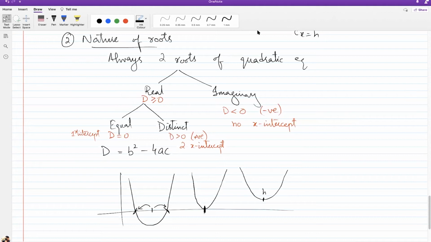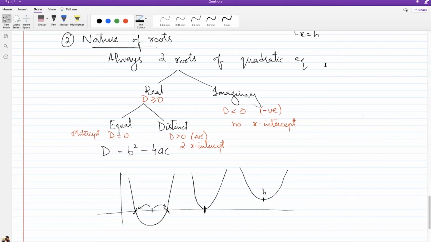वो हमेशा 2 ही रहेंगी. वो दोनों roots या तो real हो सकती हैं या वो दोनों roots imaginary हो सकती हैं. But if they are both real, तो या तो वो दोनों एक दूसरे के equal होंगी या वो दोनों different होंगी. और हमें graph उसको represent करने में help करता है.